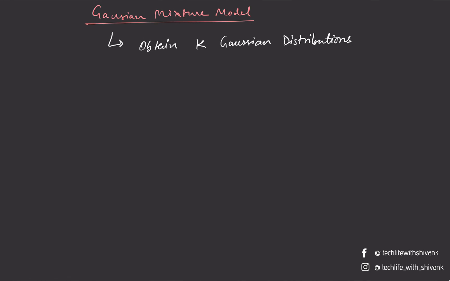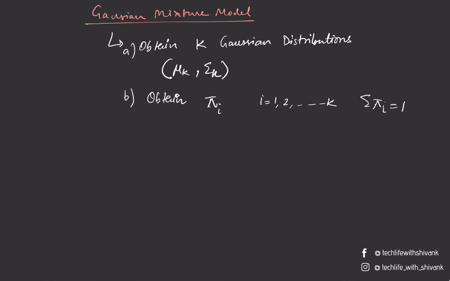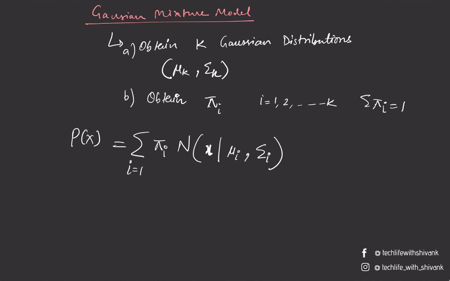So the goal of a Gaussian mixture model is to obtain k Gaussian distributions, that is, parameters mu_k and sigma_k, and the second goal is to obtain pi_i's for i equal to 1 to k, so that sigma pi_i is equal to 1, such that we can approximate the distribution of the given data using p(x), where p(x) would be pi_i times the normal distribution of x, given that the normal distribution has mean mu_i and variance sigma_i, for i equal to 1 to k.